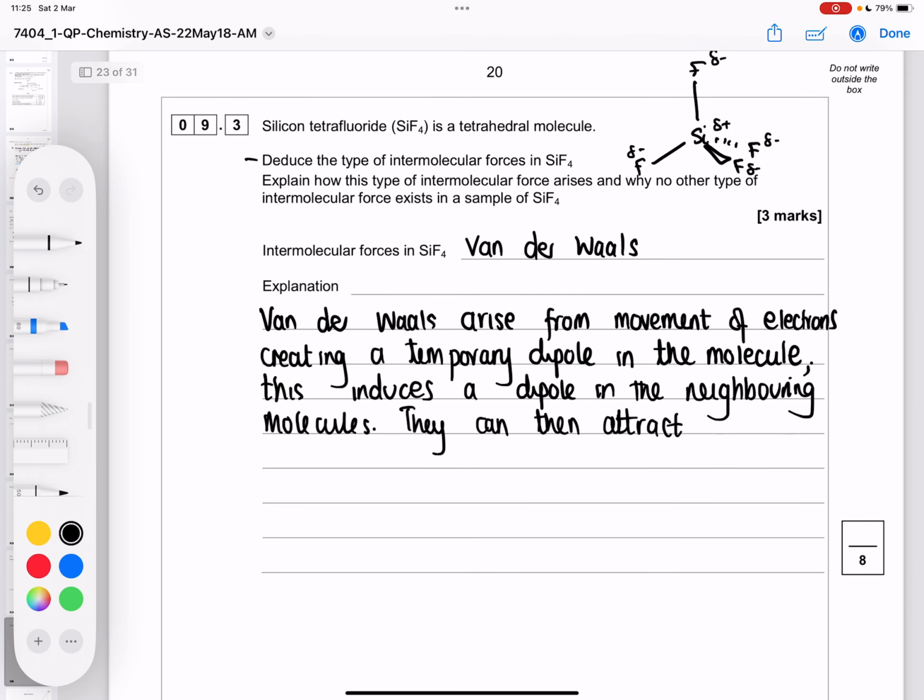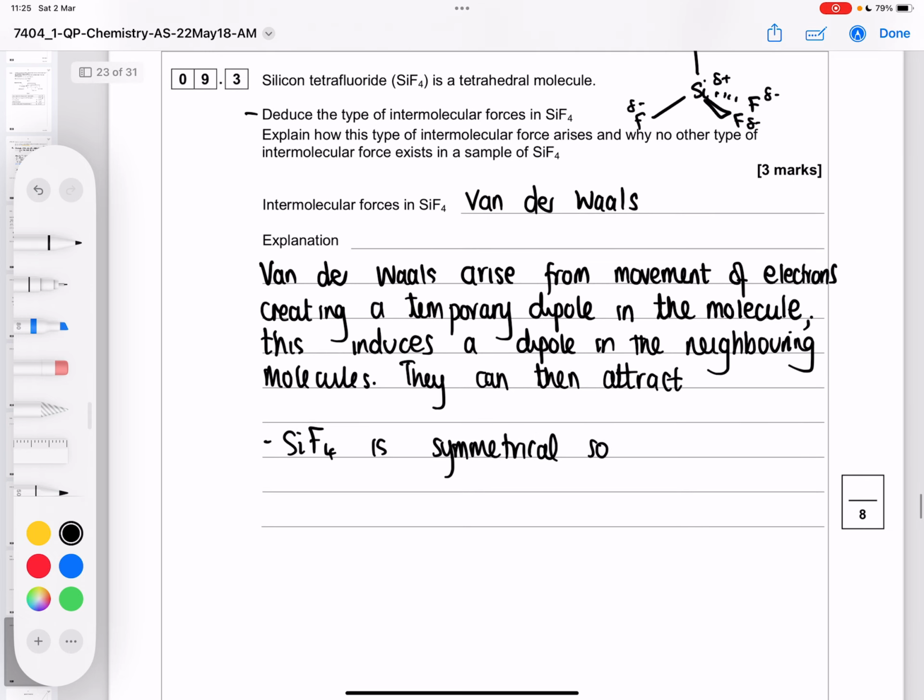Why aren't there any other forces? SiF4 is symmetrical. So what we can say is that the dipoles in SiF4 cancel, and SiF4 is non-polar, and that's why there are no other forces. It obviously can't have hydrogen bonding because it has no H bonded to N, O or F.